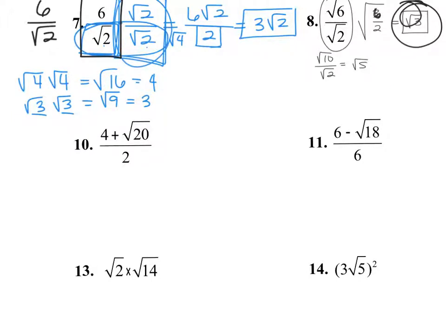We're not going to divide by 2 because you'd have to divide both of those things by 2. So technically you could do this, 4 over 2 plus the square root of 20 over 2. You could do that and simplify it from there. Sure, you could do that. I'm not going to do that.